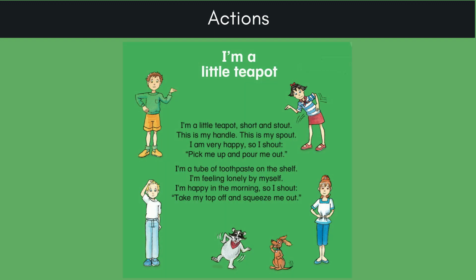Actions. The children combine actions with songs. This is one of the most effective ways to use songs, especially with younger children. There are some songs that have clear actions in the lyrics, but almost any song can be combined with actions of some kind.